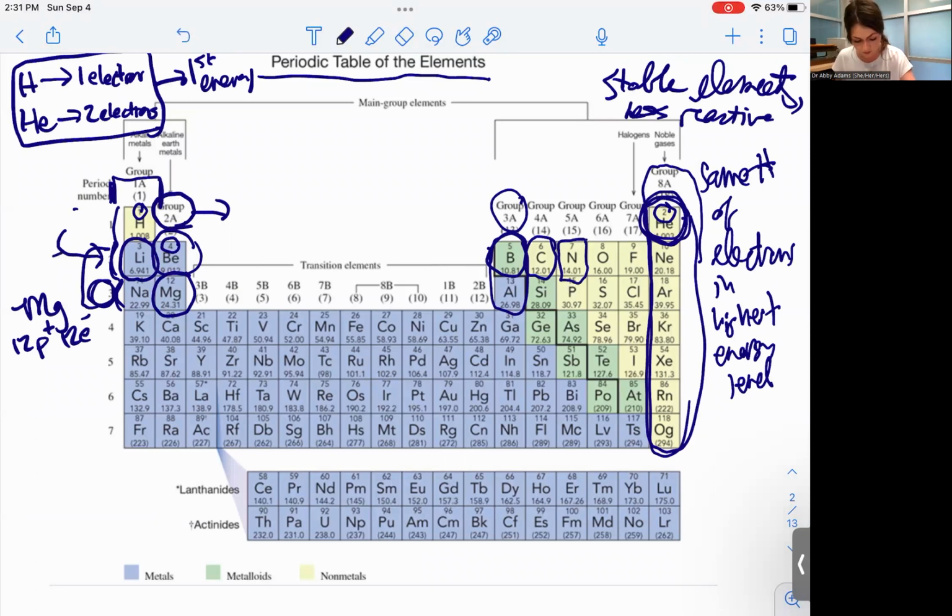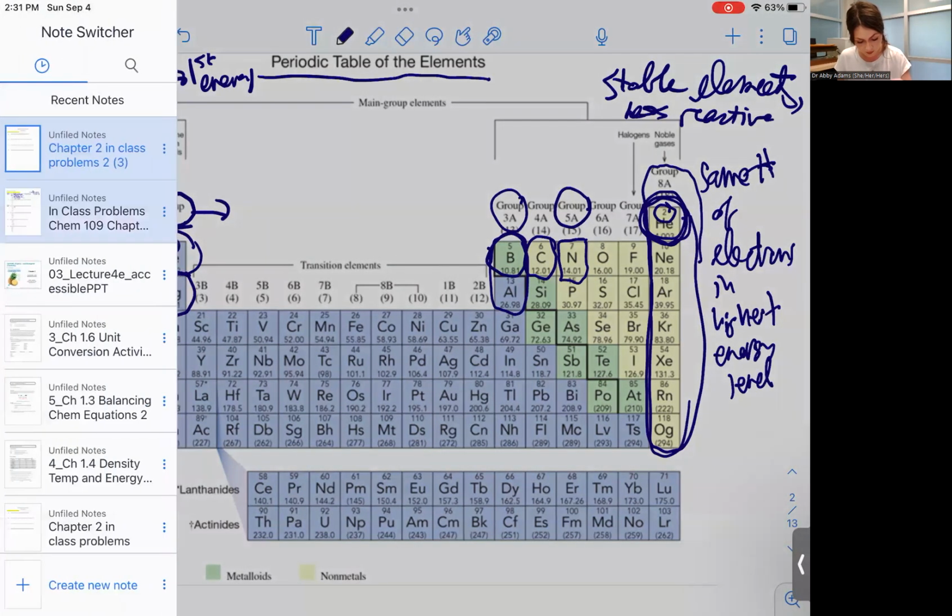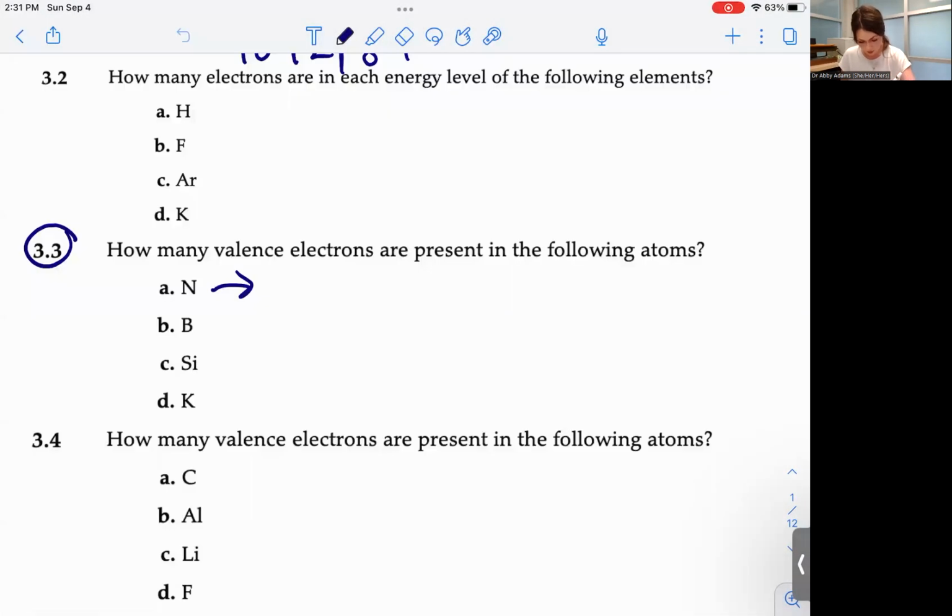We know we have 2 energy levels because it's in period 2, and the number of valence electrons is in the group number. So that is 5A. So that is going to be 5, right? So it's in group 5A. The group tells you the maximum number of electrons in that highest energy level. So it's group 5A, you're going to have 5 electrons. There you go, nitrogen. Or you can just write it this way so that you know exactly what you're talking about.